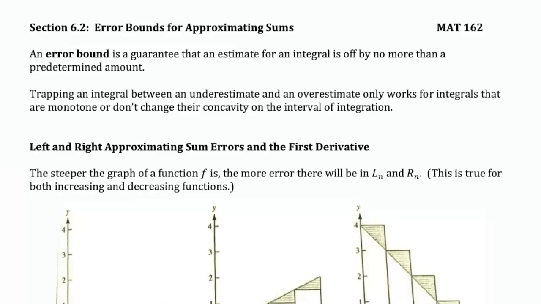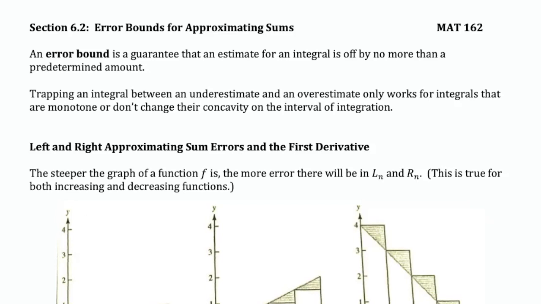Section 6.2 is going to cover error bounds for approximating sums, and there's some really good detailed commentary about this in the textbook. An error bound is a guarantee that an estimate for an integral is off by no more than a predetermined amount. So certainly we want to be able to control the degree of accuracy and be aware of the degree of accuracy when we have to use these approximations to be the values of integrals.